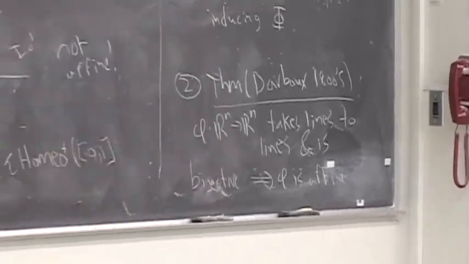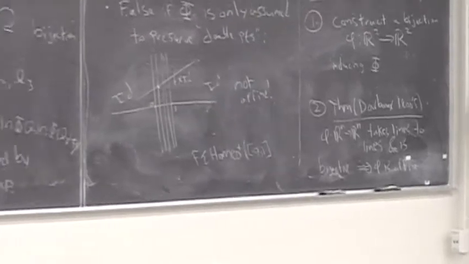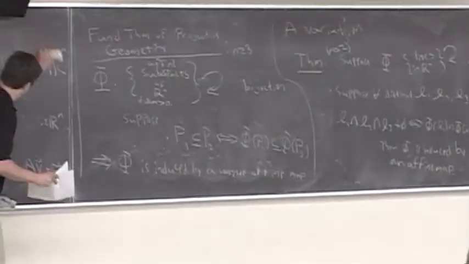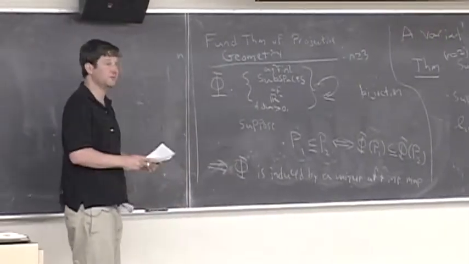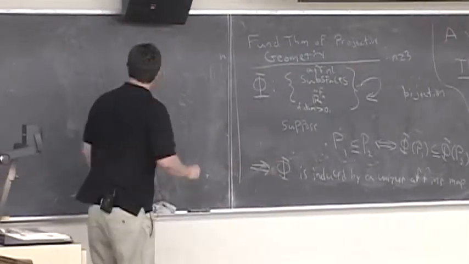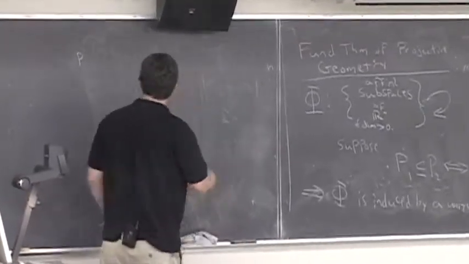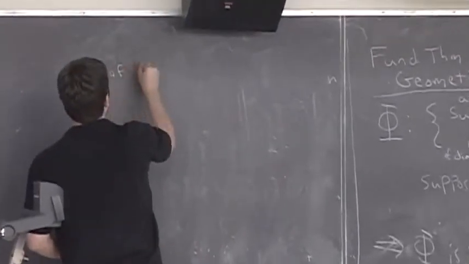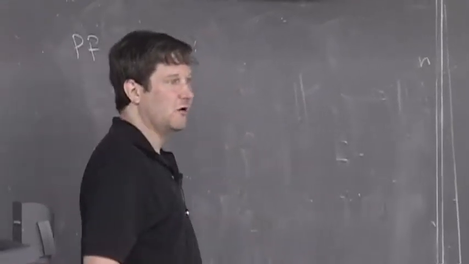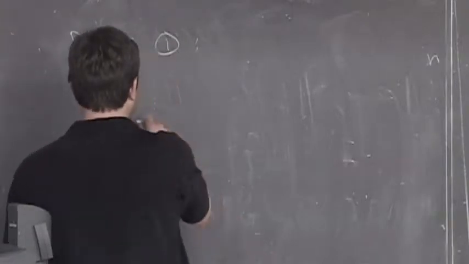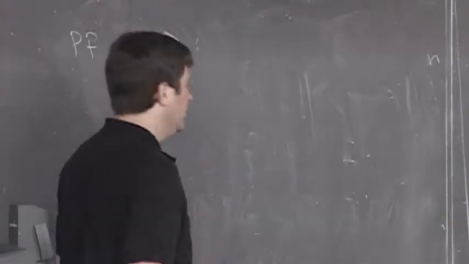Okay, so all I need to do is to construct a set map that's the right candidate and that takes lines to lines. And here's what you do. I just need to do the proof of one. So any questions? You should try to prove Darboux's theorem. It's really fun. You can do it. Proof of one. So I need to define a map from R2 to R2. So what am I going to do? And it takes lines to lines.